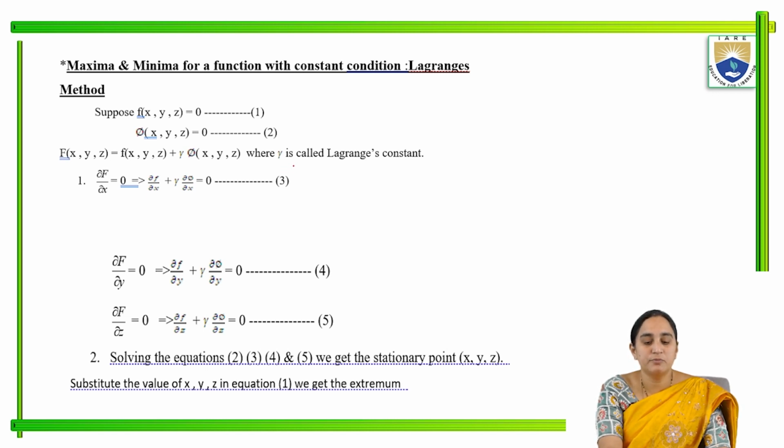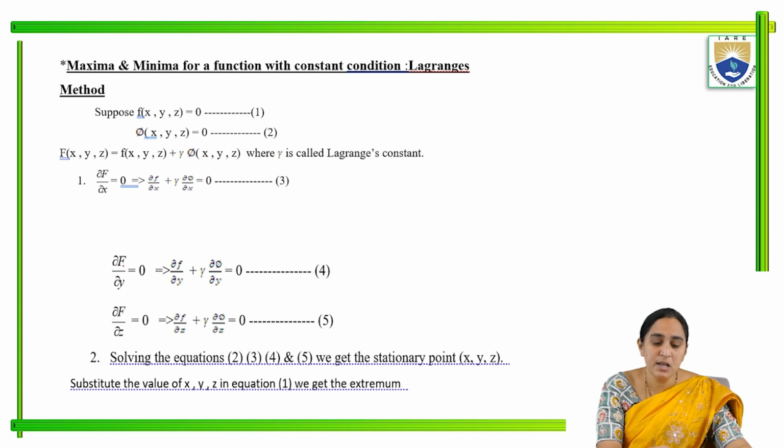After writing the Lagrange's function, differentiate capital F with respect to x and equate with 0, that is dou capital F by dou x equals dou small f by dou x plus lambda into dou phi by dou x equals 0. Take this as the second equation, with the first being the function. Similarly, differentiate with respect to y: dou f by dou y plus lambda into dou phi by dou y equals 0, the fourth equation. Similarly, with respect to z: dou f by dou z plus lambda into dou phi by dou z equals 0.